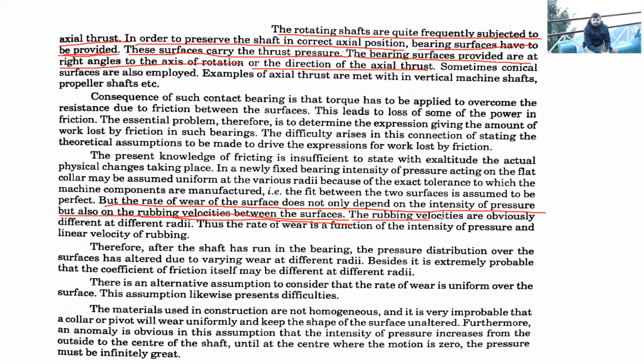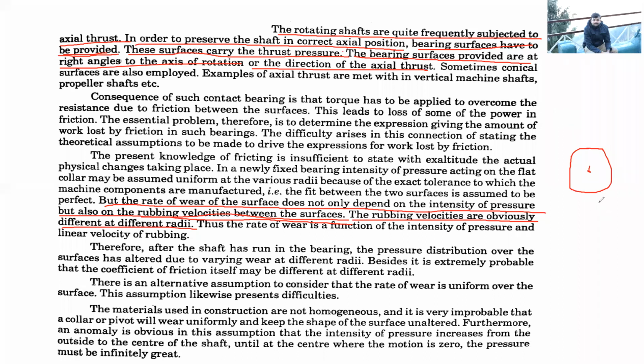Now the rubbing velocities are obviously different at different radii. I hope you know this, that towards the center the rubbing velocity is very less because the radius is very less, right? So we have to convert rotary motion, that is rotary speed, into linear speed. The expression is pi dn by 60, right?